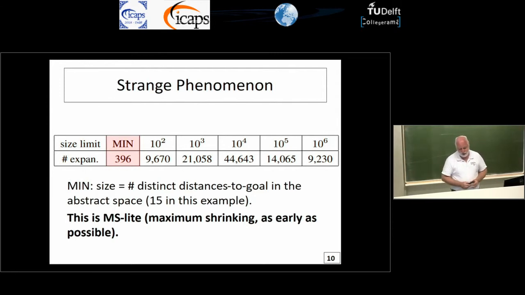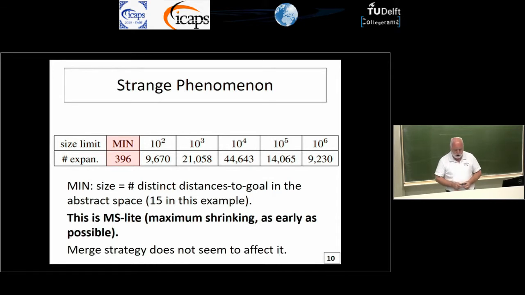And so at every stage, every transition system is reduced to a linear chain. You do the maximum shrink you can as early as possible. So that's what MS-Lite is. Obviously, it's very fast to do, and it typically is very small in terms of the size of the abstraction.